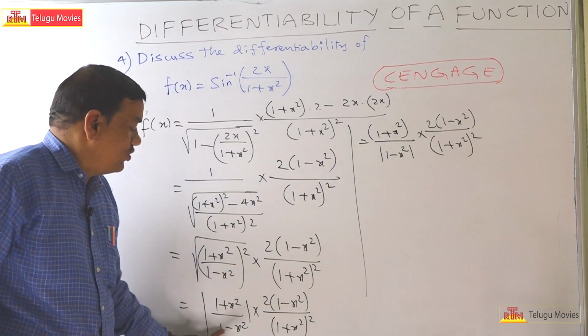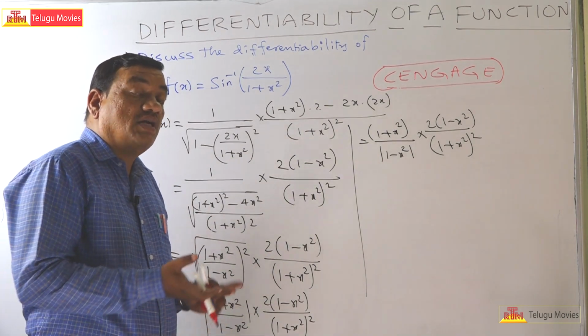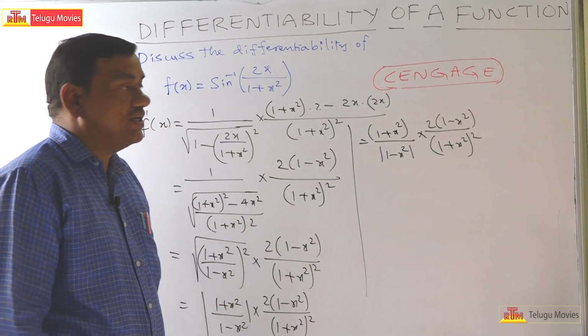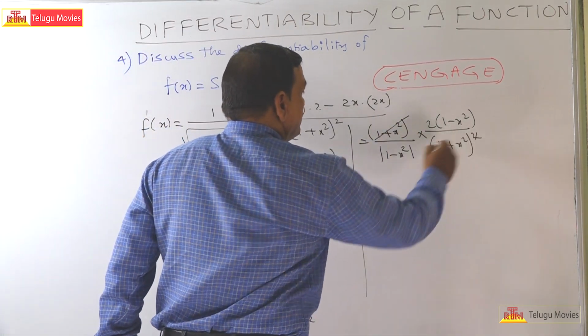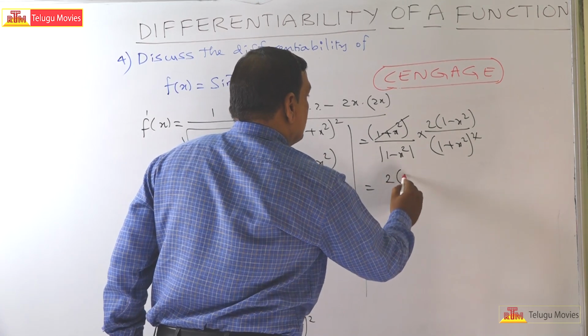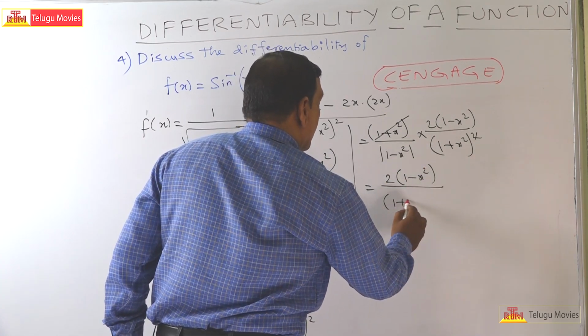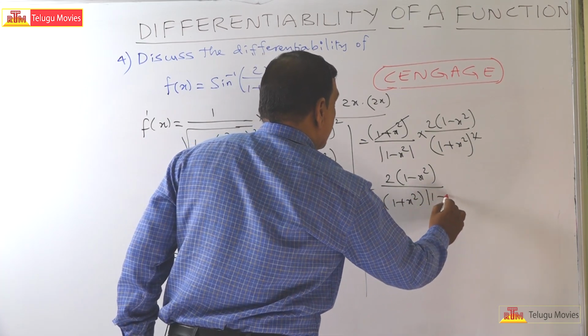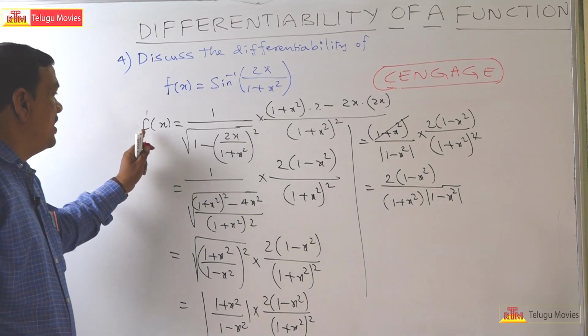Here, modulus of 1 minus x square, we don't know, depending upon the x value, that may be positive, may be negative. That's why I put modulus there. So any more cancellations? Yes, one factor of 1 plus x square will be cancelled. Ultimately, 2 times (1 minus x square) upon (1 plus x square) into modulus of (1 minus x square). So this is your f dash of x.